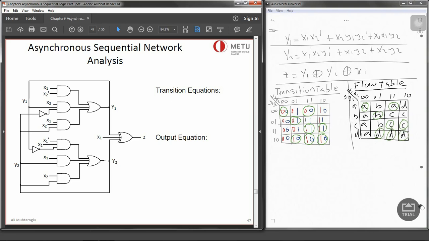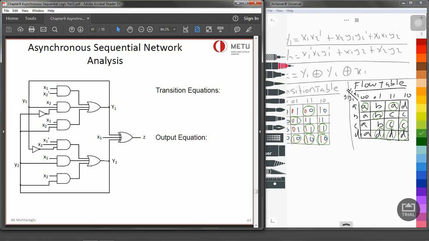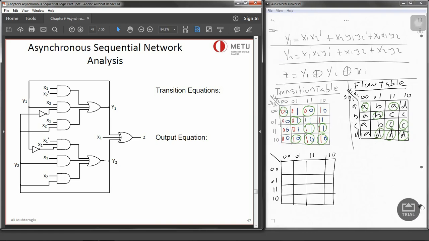We can also derive the output table based on the outputs. So that is for Z, Y1, Y2, X1, X2. So the output is Y1 XOR Y2 XOR X1. XOR function is an odd function. When we have an odd number of ones, that means the output is going to be 1.